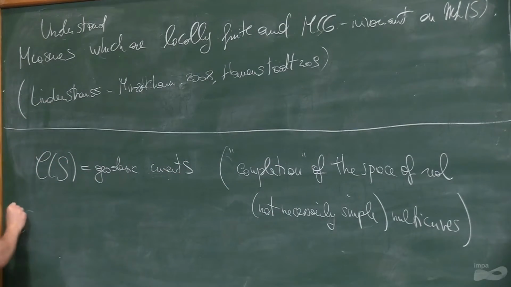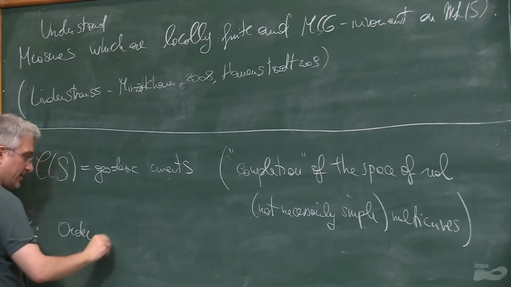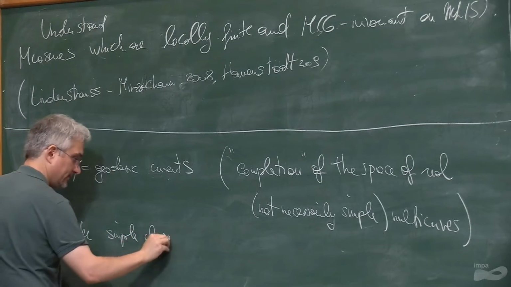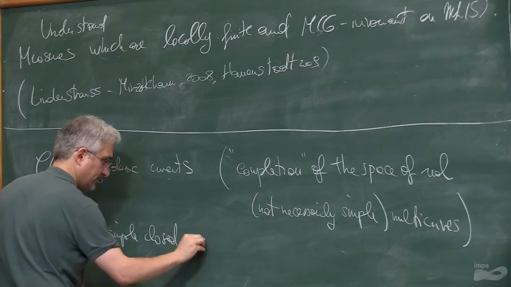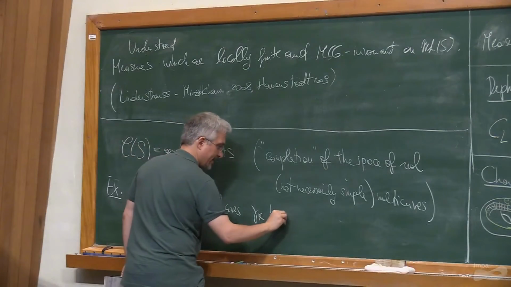For example, you can take, say, all simple closed curves gamma_k ordered by H-length.